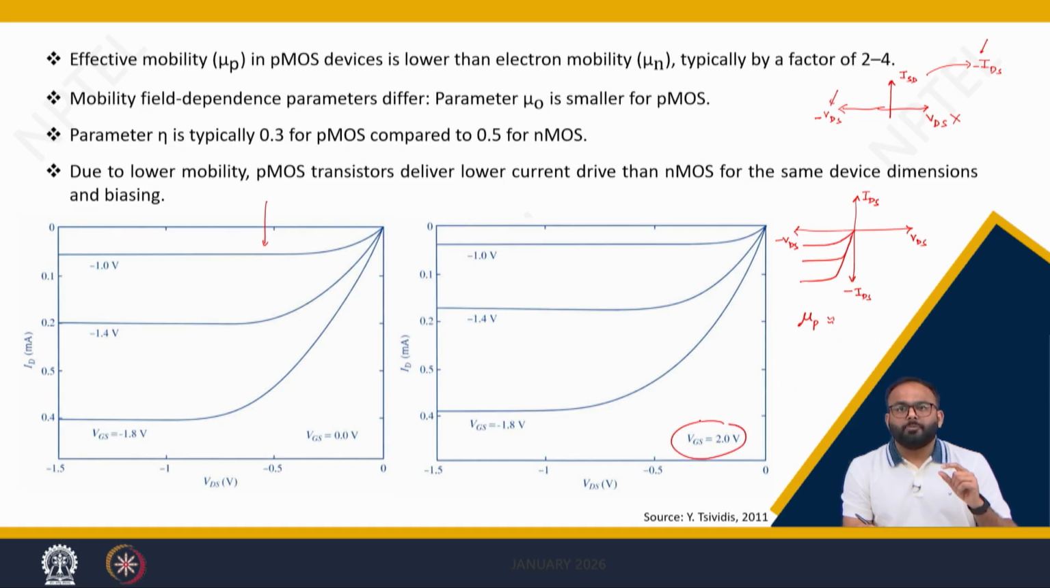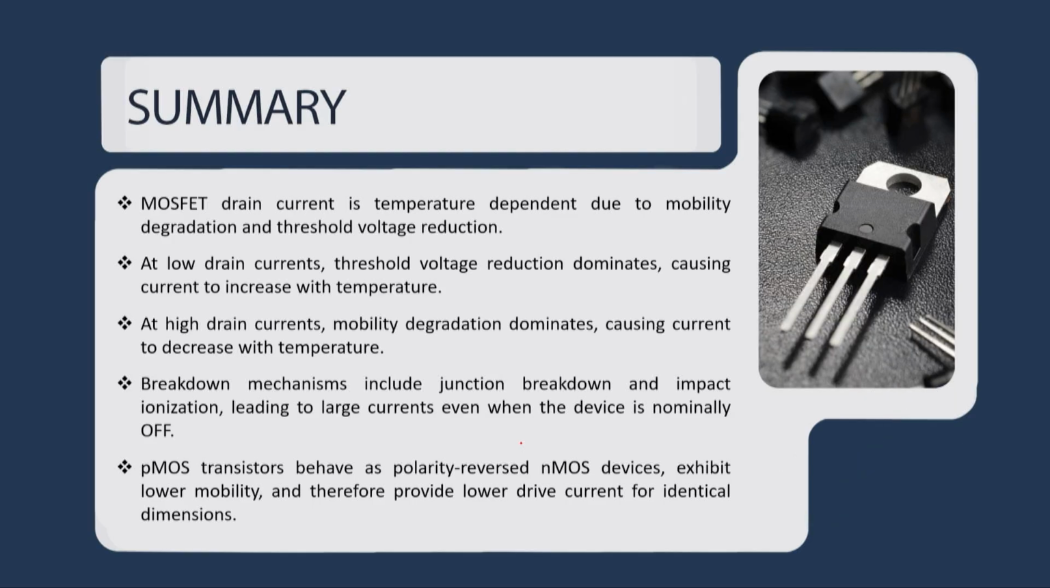Similarly, we can see the effect of VSB. If VSB is increased, the threshold voltage is increased, and hence the curve gets shrunk. That is what we have already discussed when we were discussing the n channel transistor. The only thing you need to take care of is the polarity of the voltages, and the current will be flipped in a PMOS transistor. So, let me summarize this lecture.